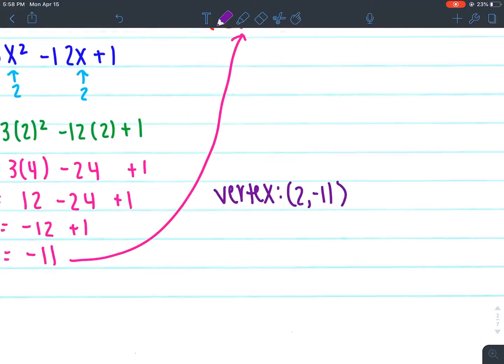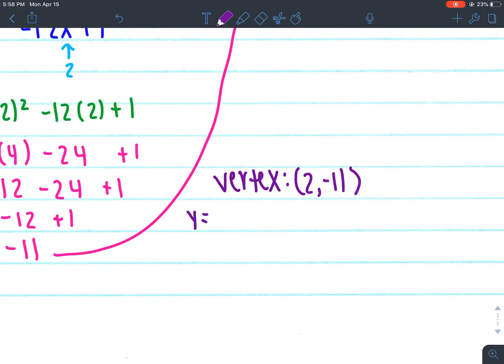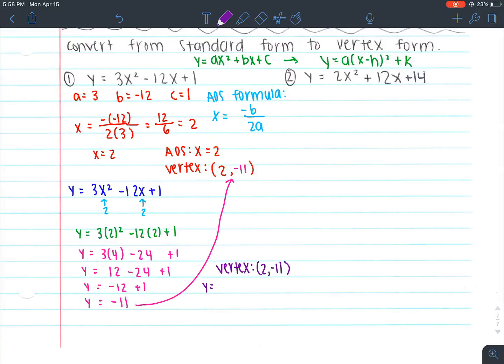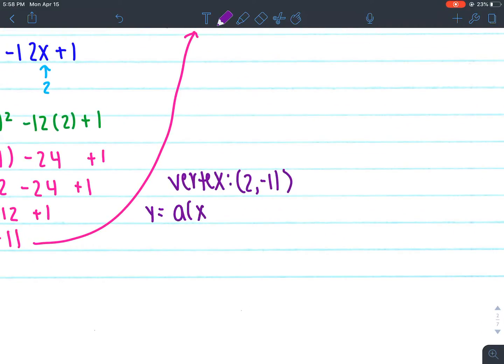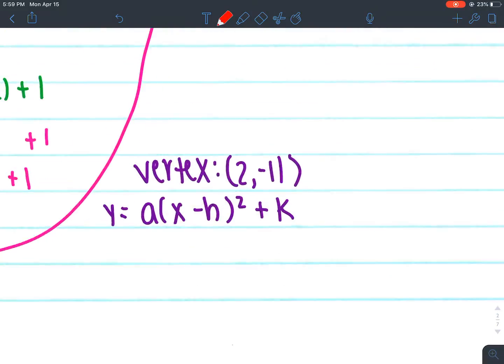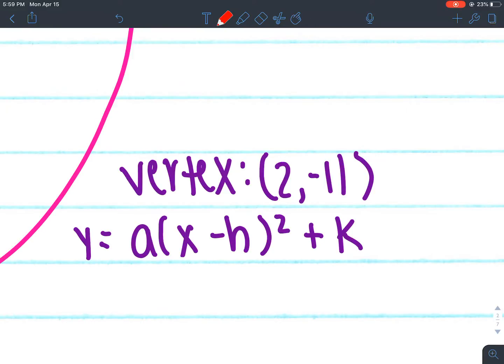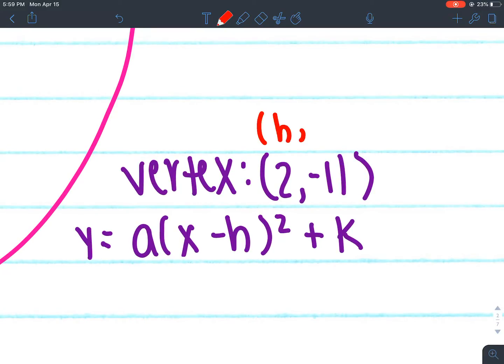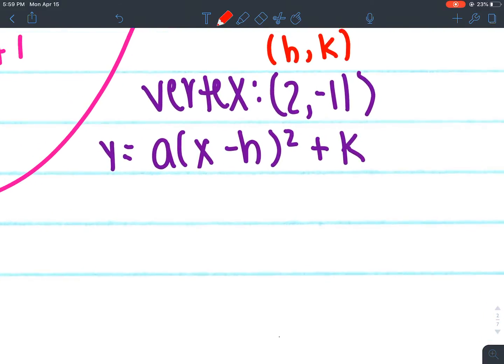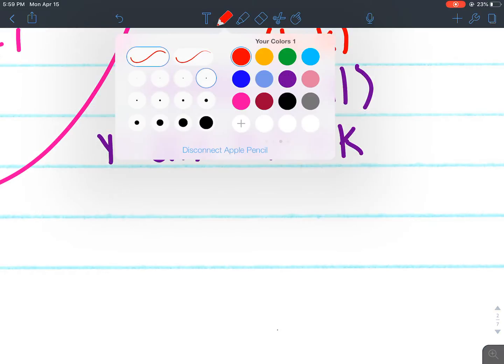Okay, and I know that I need to put it in vertex form because I need to go from standard to vertex. So that's going to be this. Now, obviously, I know the vertex. Remember, what variables represent our vertex? That's going to be h comma k. So I'm going to plug my vertex into my vertex form.